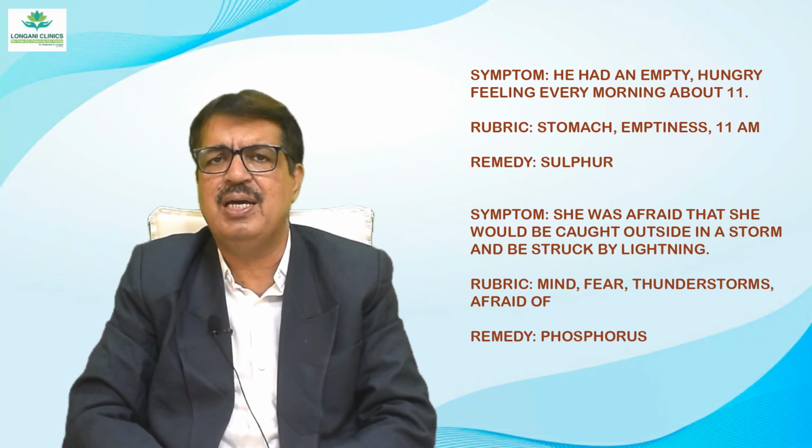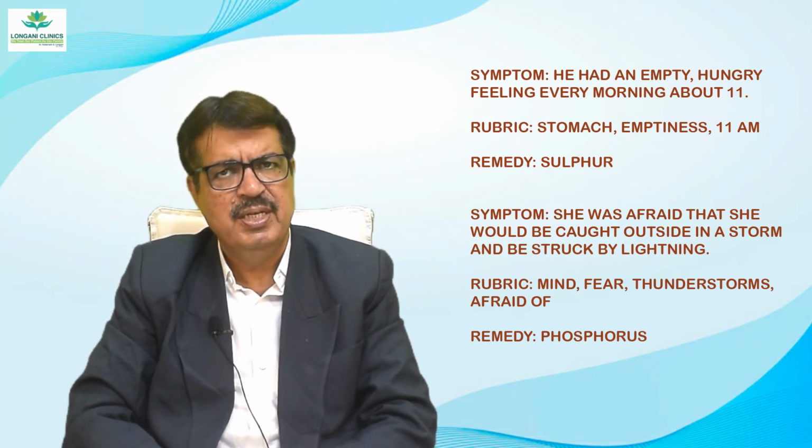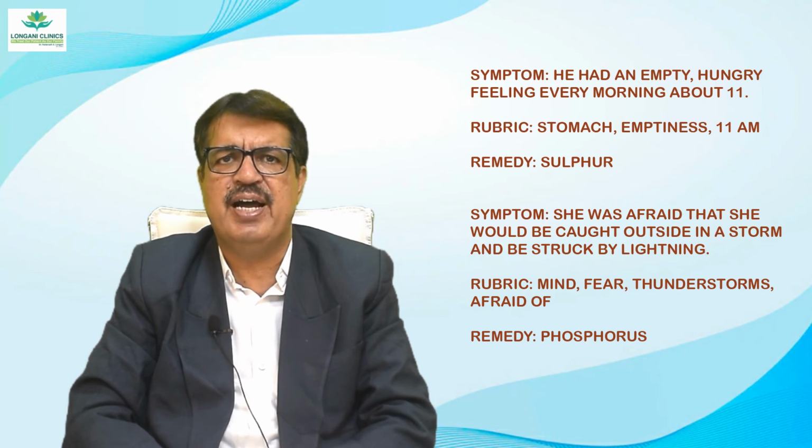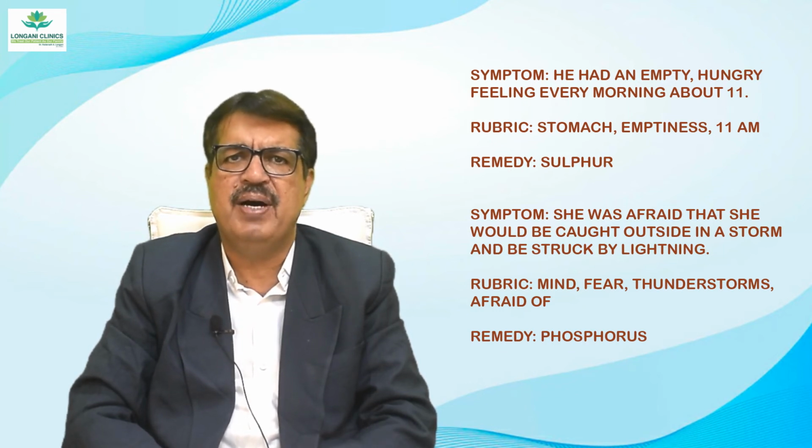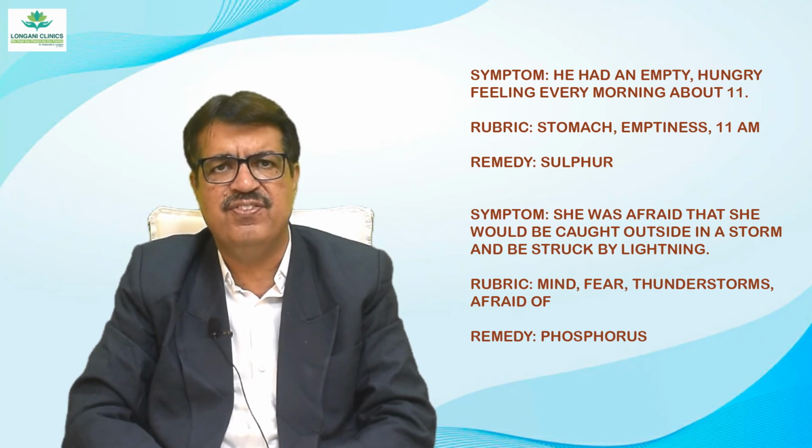Next symptom: he had an empty hungry feeling every morning about 11. Rubric: stomach, emptiness, 11 am. The remedy is sulfur. Next symptom: she was afraid that she would be caught outside in a storm and be struck by lightning. The rubric is mind, fear, thunderstorm, afraid of.